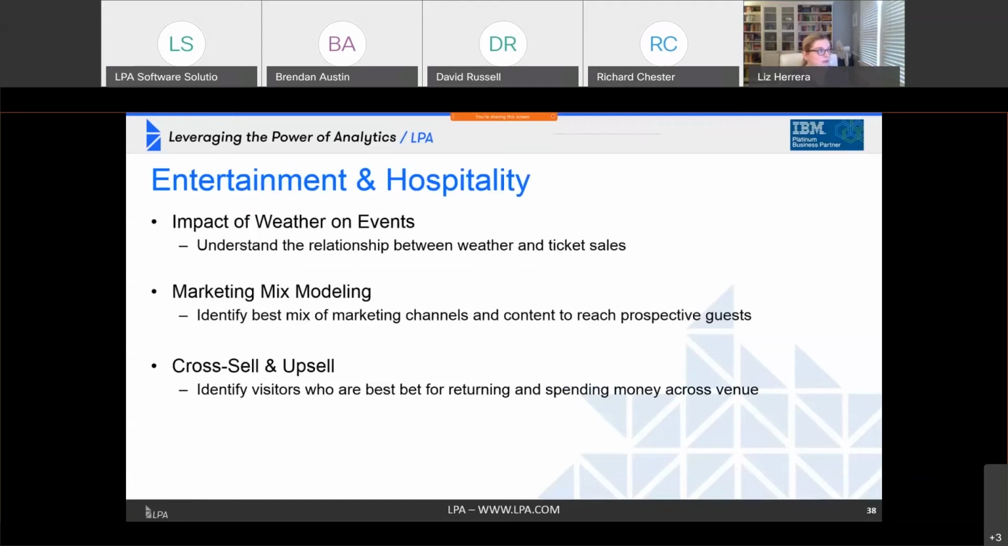Entertainment and hospitality. Don mentioned earlier, hospitality has been really hit hard with COVID, but we have had some interesting use cases with our clients over the years, and we're continuing to pursue them currently. The first thing we've seen is the impact of weather on events, and I'll talk about weather a little bit later, but we've had some clients where we've looked at the relationship between weather and ticket sales for the venue, and we have actually found relationships. We can see what type of days are more likely to result in higher ticket sales or lower ticket sales.